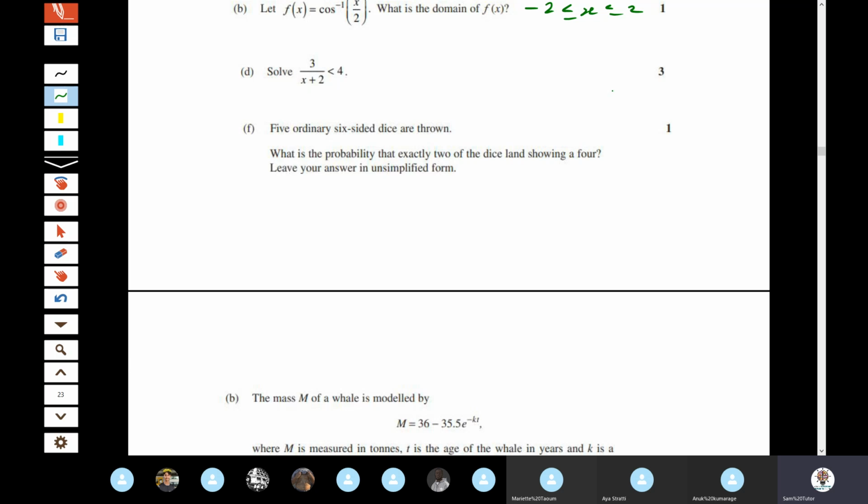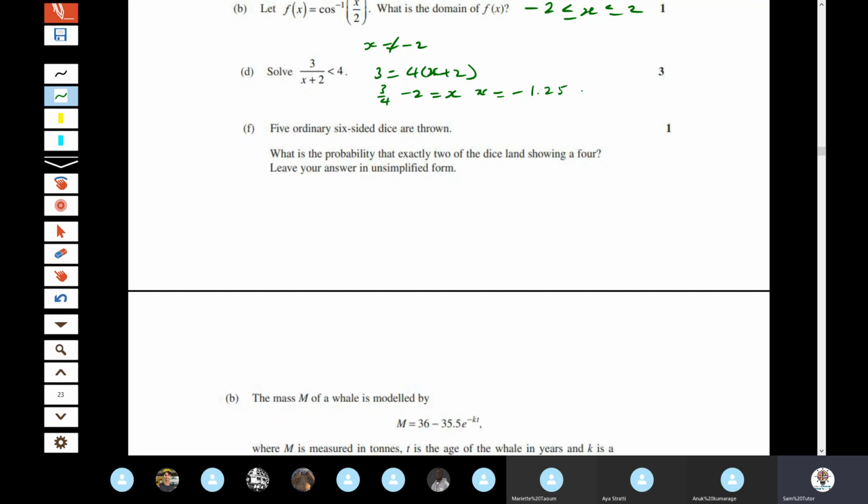Three marks. X cannot equal -2 is your first answer. Then we'll just multiply it across, and then divide. 3/4 take away 2 equals X, which means X equals -1.25, -5/4, something like that.